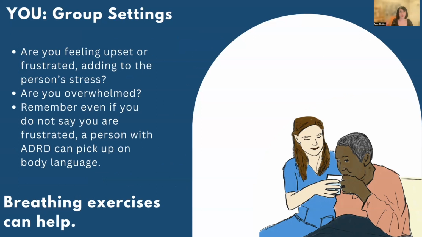And then, as it relates to you as the caregiver, really think about how you're feeling when you're working with a resident and you've got a number of different individuals around you all at one time that you're trying to help and provide care to. Check in with yourself. Are you feeling upset about the situation? Are you feeling frustrated? Are you feeling overwhelmed? All of those feelings can very much add to that person's experience, whether you're aware of them or not. And make sure you're taking a deep breath.